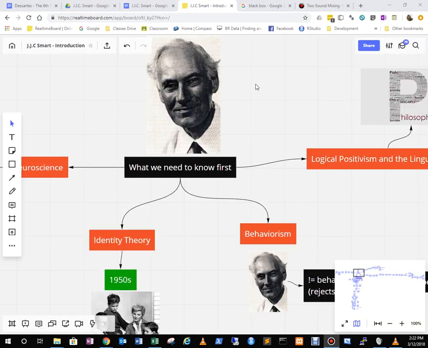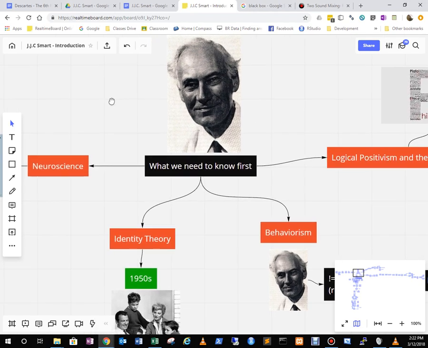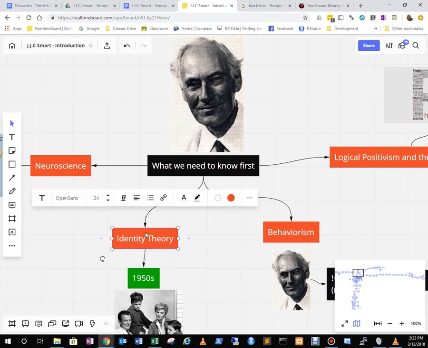Okay, so what do we need to know first in order to understand Smart's thinking? Well, it's pretty simple. One of the first areas is neuroscience. Then we need to look at a theory of philosophy that we'll call identity theory. And it's not what we would believe now. It's basically a form of materialism, which also came to be known as Australian materialism.